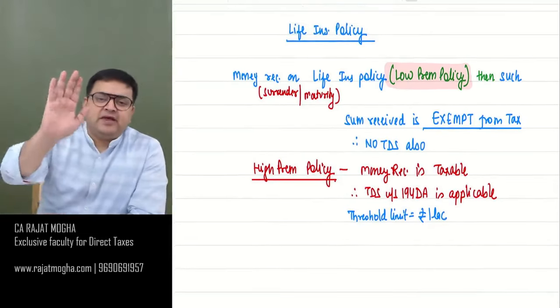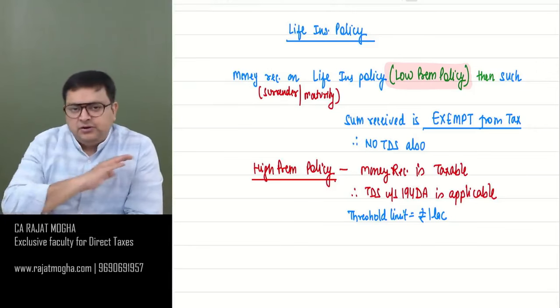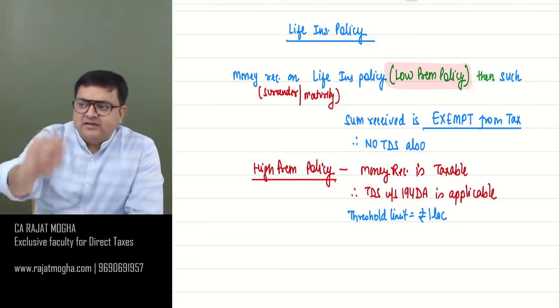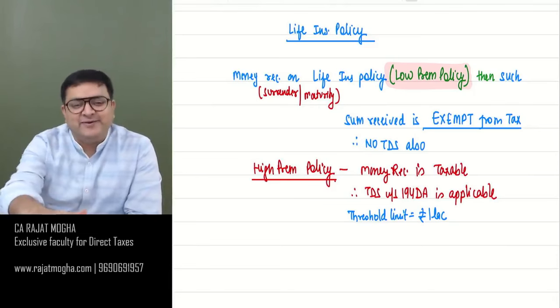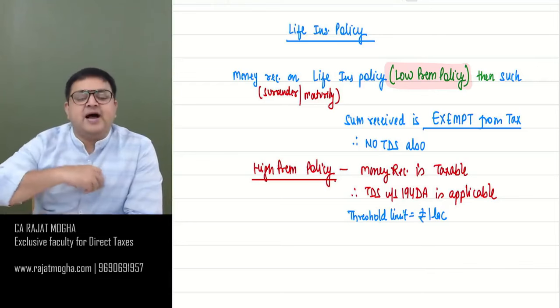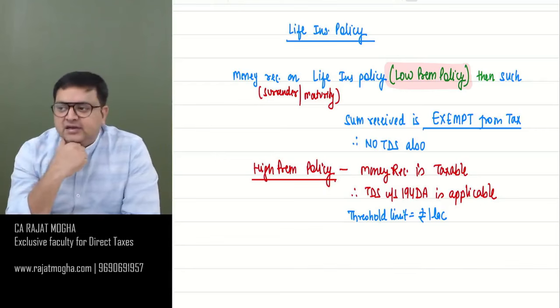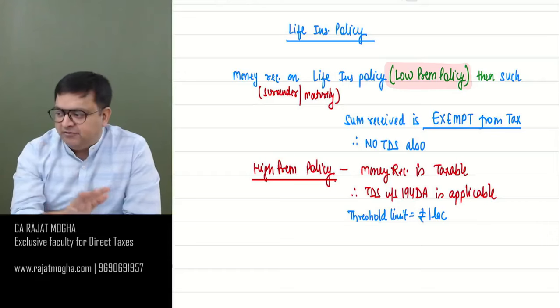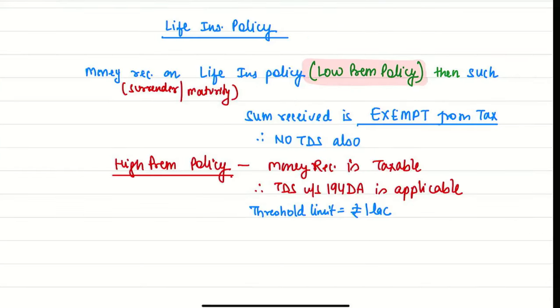So if you are getting a low premium policy amount, no tax for you, no TDS from my end. If you are receiving a high premium policy amount, it is taxable in your hands, so I will be deducting TDS only if I am paying more than 1 lakh. Correct? Till here everybody is okay. Have you written till here? Tell me once you have written till here. Good.